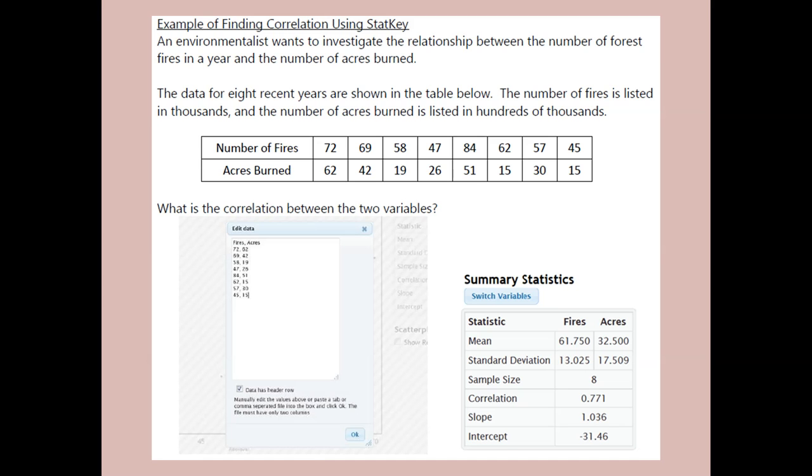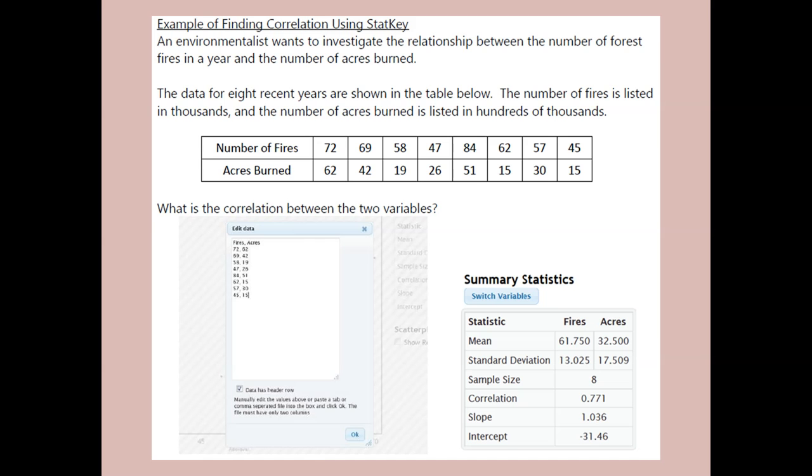So for the first year, we have 72 fires, 62 acres burned. The way that would be written is 72, comma, 62. There's the first year. Then the second year is 69 and 42, so the next row is 69, comma, 42, and so forth. After you enter all the data, the summary statistics are really the important thing.